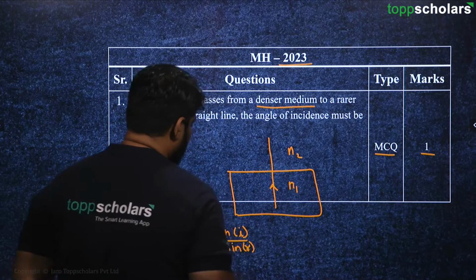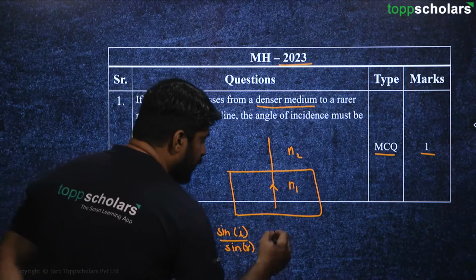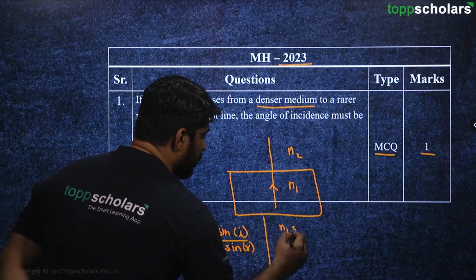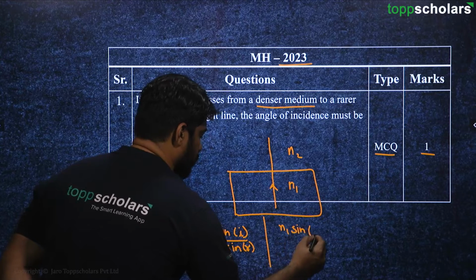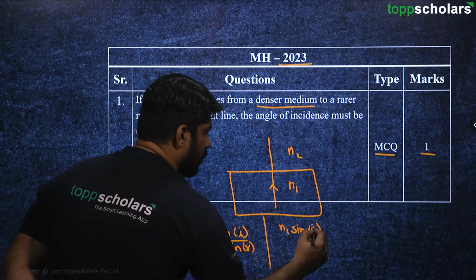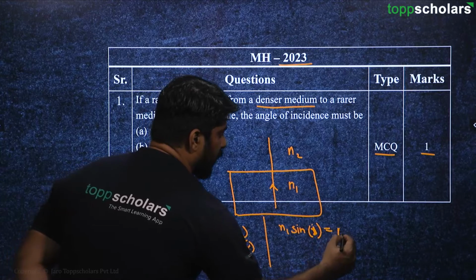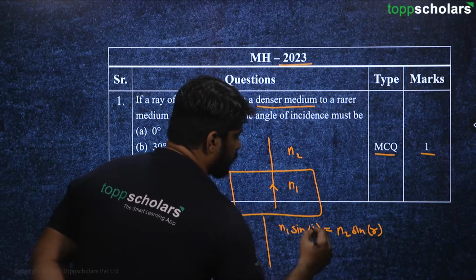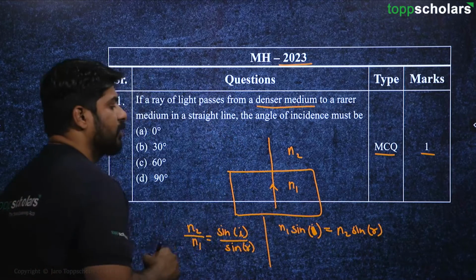Now, if you just rearrange this equation, you are going to get N1 sine I is equal to N2 sine R. Here it is I and that is R.